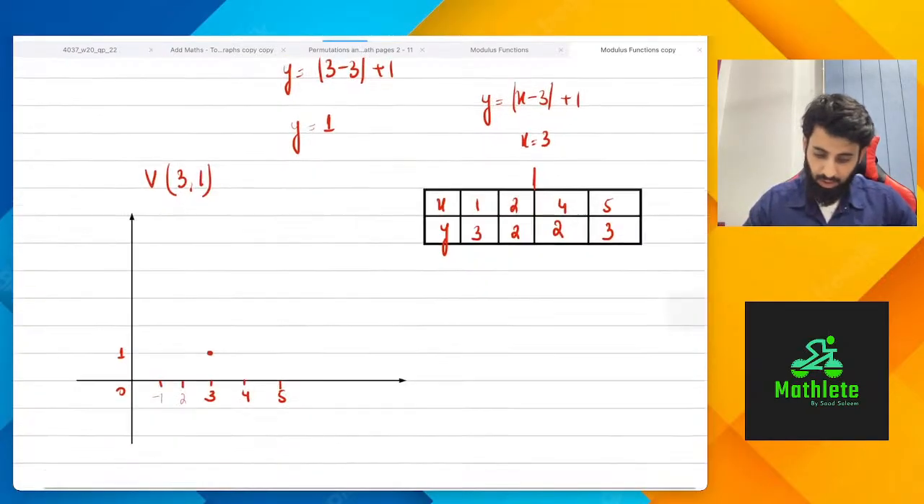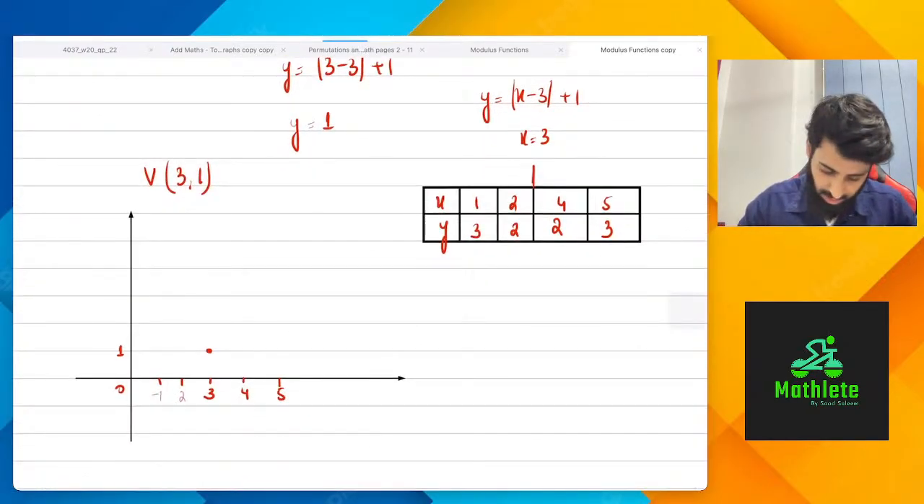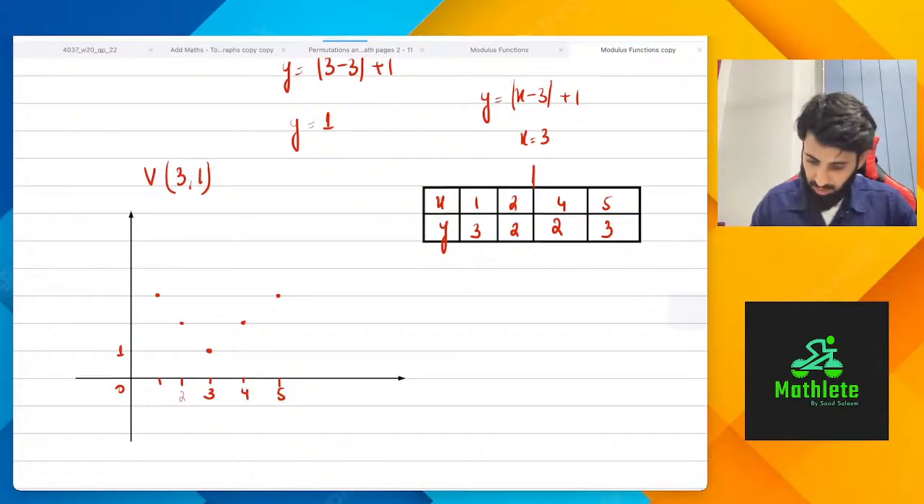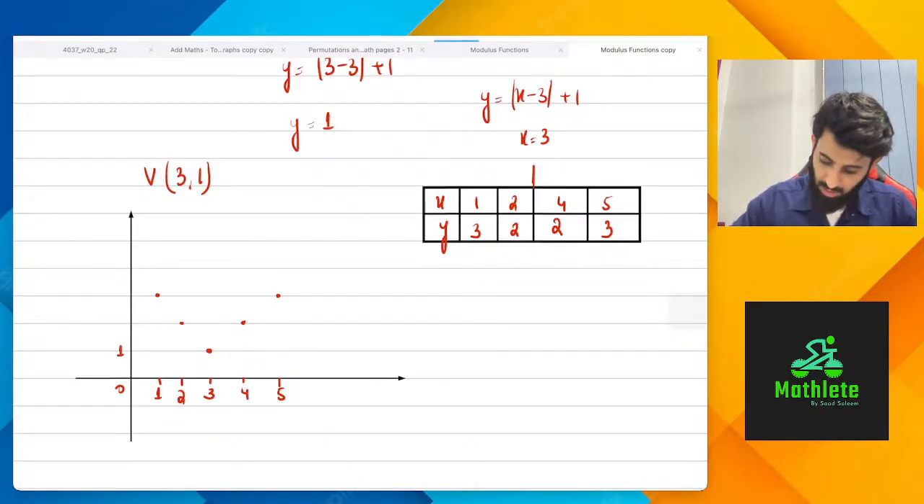What's next is that you mark these points. At 4 it's 2, at 5 it's 3. At 2 it's also 2, at 1 it's going to be 3 again. I don't know why I've written minus 1. Let me just fix that real quick. Now you have your absolute graph ready, and that's it.